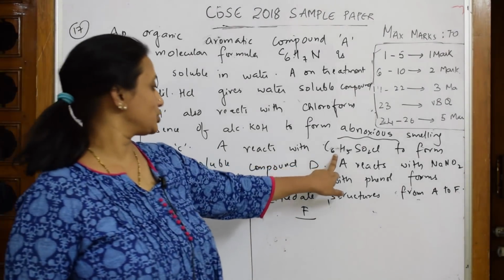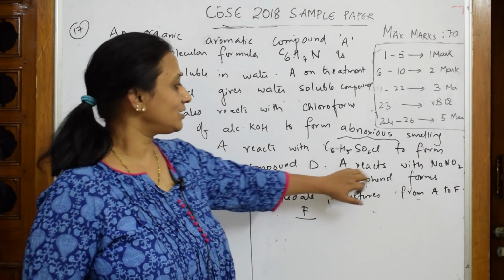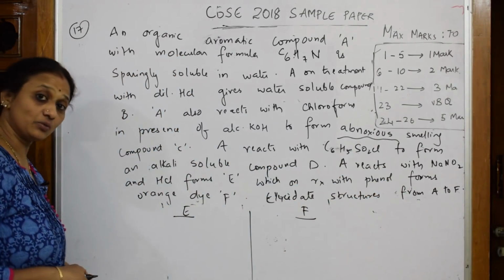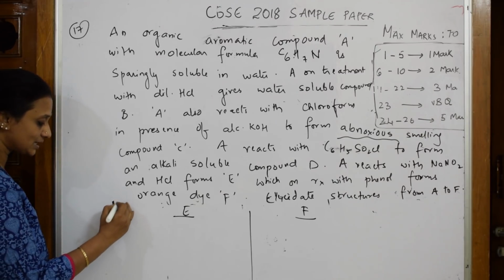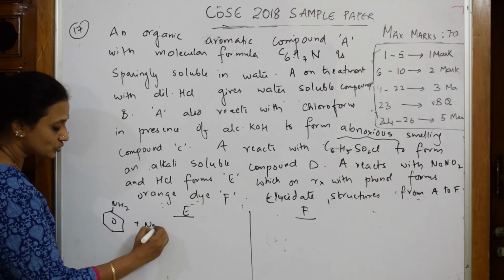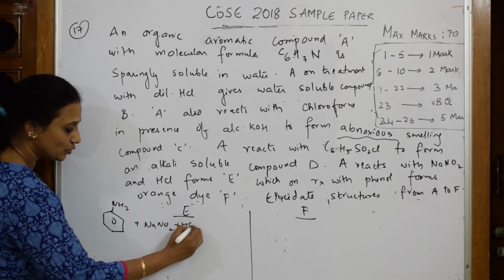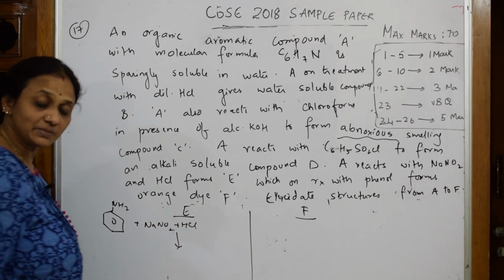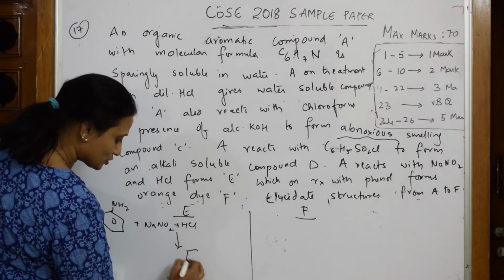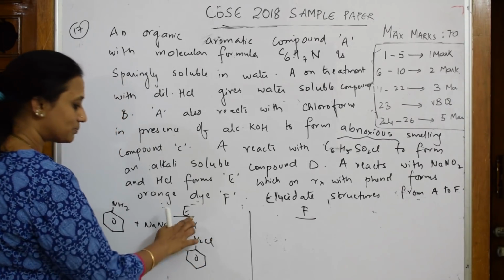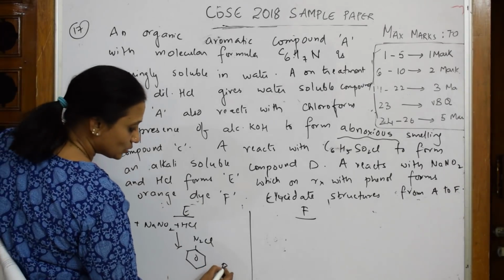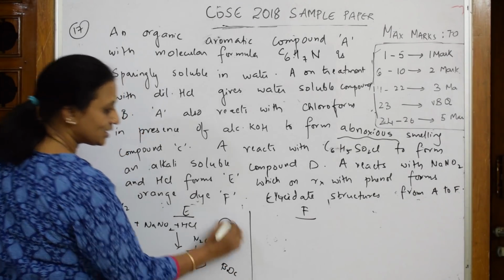Now I already showed you the compound. A reacts with NaNO2 and HCl. A, what did we get? We got aniline, isn't it? So aniline, whenever it reacts with NaNO2 and HCl, you're going to get a compound called BDC, benzene diazonium chloride, which I already showed. So NaNO2 HCl compulsory, this is BDC. So the compound E is BDC. You will write the compound like this and you'll be getting half mark here.